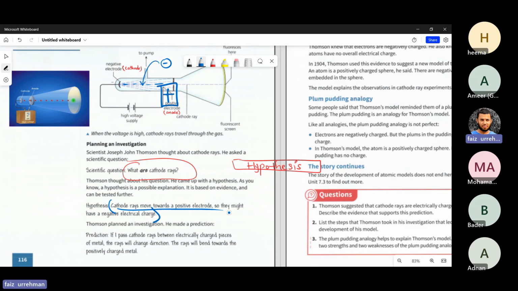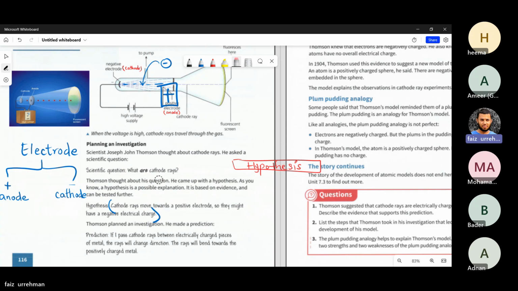Look. Cathode rays move towards a positive electrode. Yani electrodes are of two types, positive and negative. The electrode that is positive, we call it anode, and the electrode that is negative, we call it cathode. So, the cathode ray is negative. Is there an anode ray? I don't know. I need to check that.